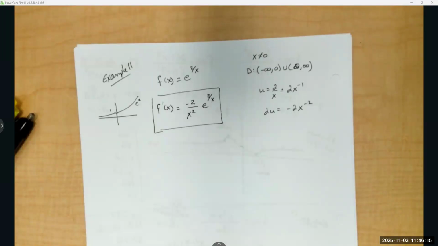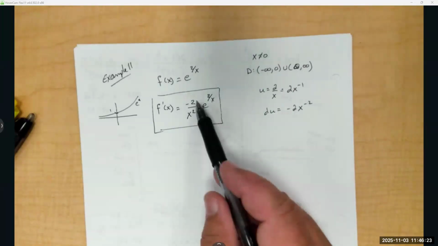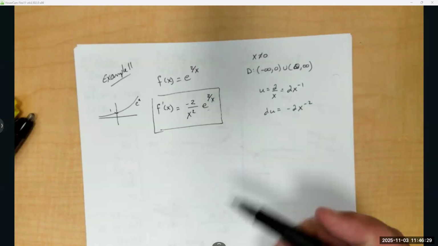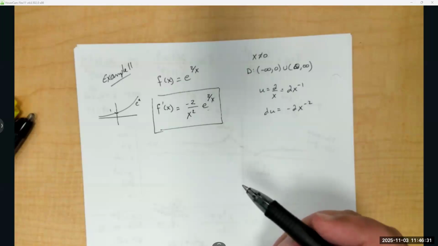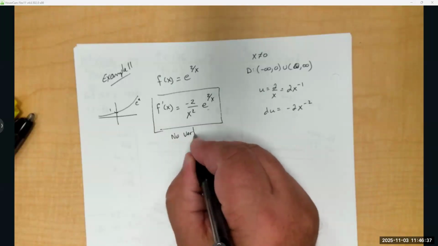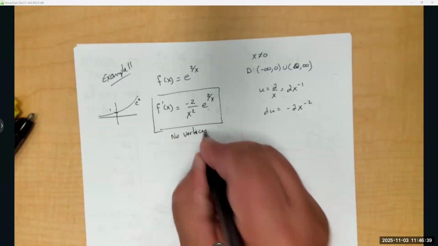Do we have any vertices? Can we set that equal to 0? No, because the coefficient can never equal 0 because the denominator is x and e can never equal 0. So there is no vertex in our function. Vertices.